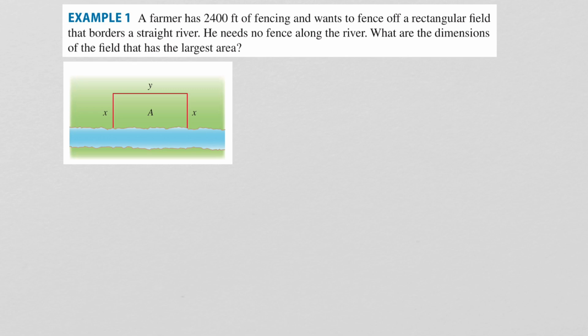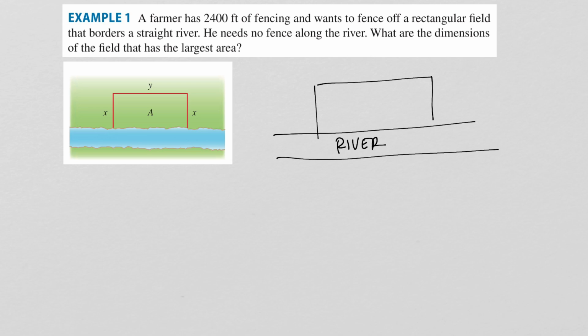Now, you don't have to be given a drawing. You could always make your own. And all you would have to do is draw a river, something like this, and then set up your rectangle next to that river. And you can define the variables in the same way. Now, I like the picture that I have here, and so I'm going to go ahead and use this one, but it's not hard to set up your own diagram.